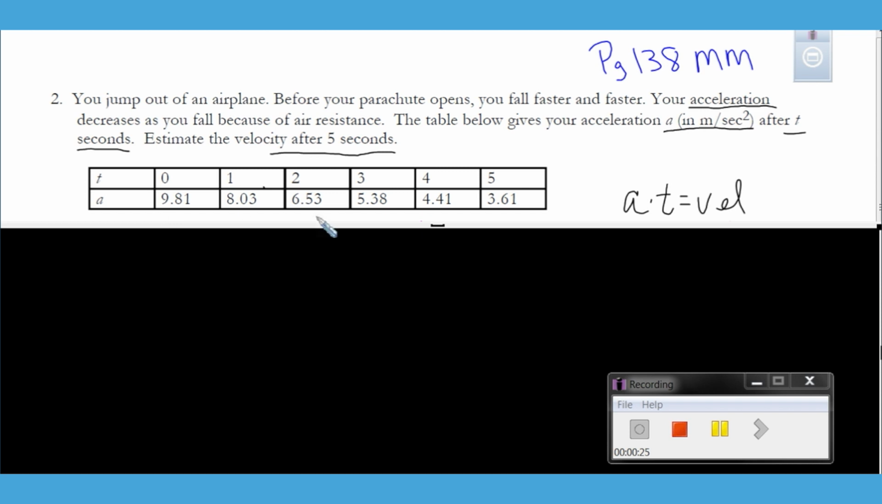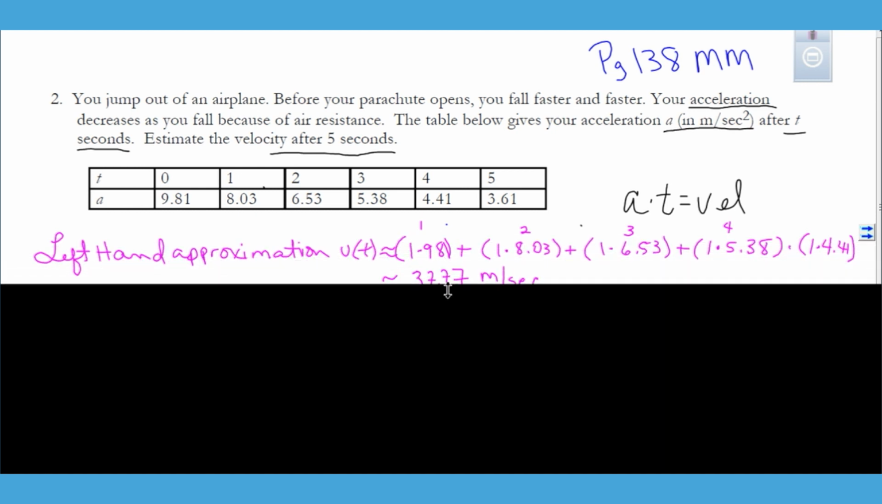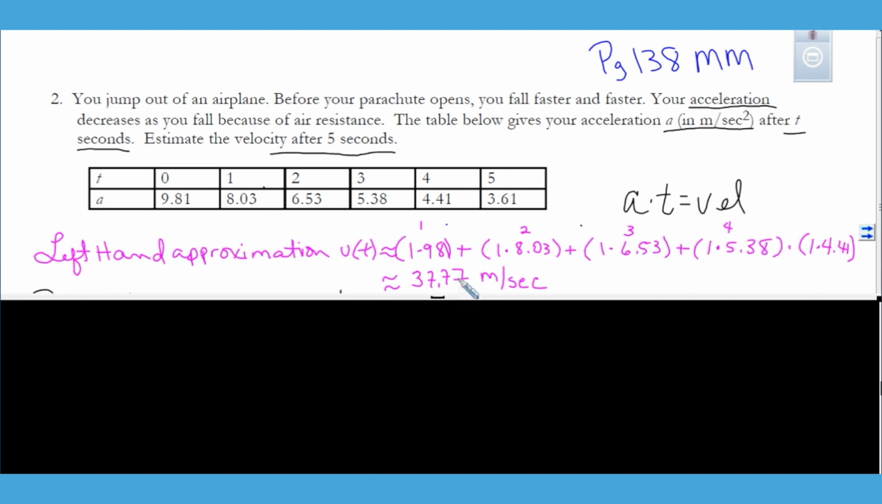So this is acceleration, and they're asking you about velocity because what do we know? Acceleration times time equals a velocity. Because acceleration is the change in velocity over time, so if you multiply them together, you just get velocity. We're going to do the same approach as the last one, where we look at the left-hand rule and then the right-hand approximation and then talk about those. I've actually already done this for you. I'm just going to point out where I got some things.